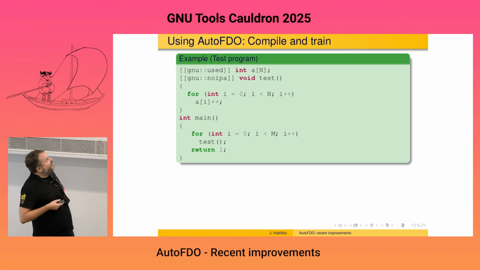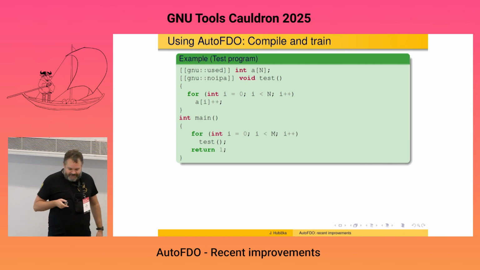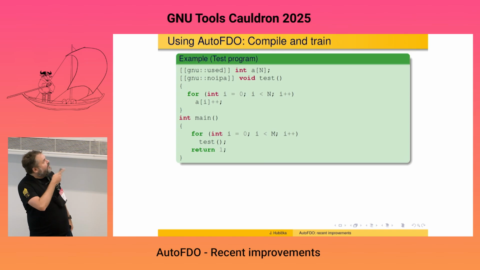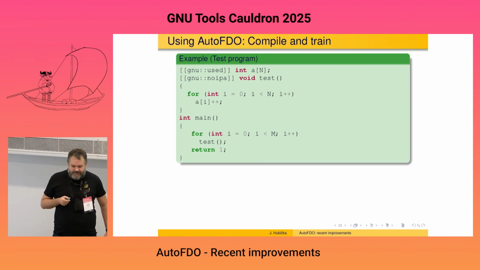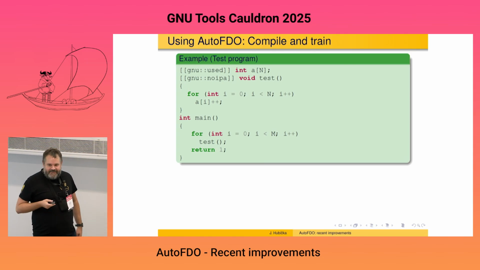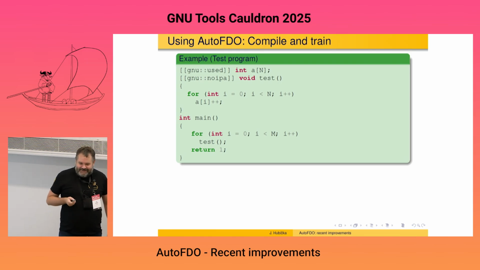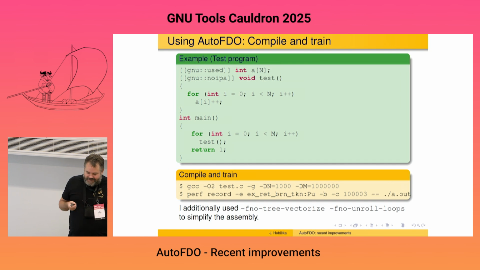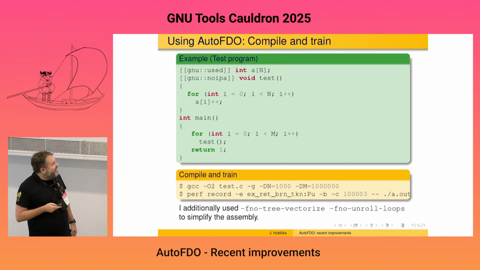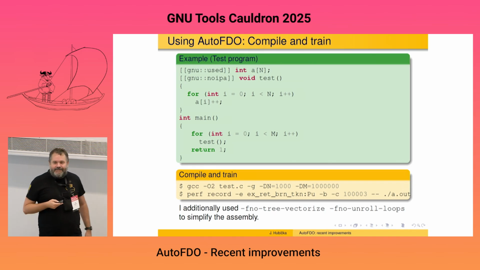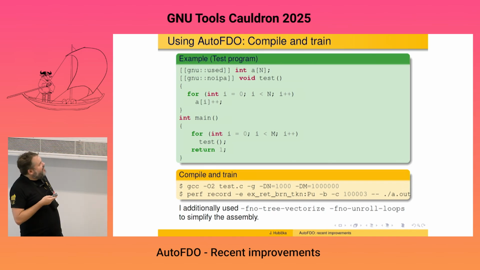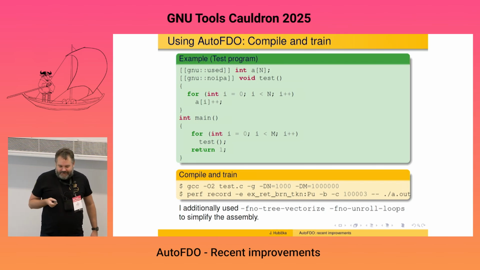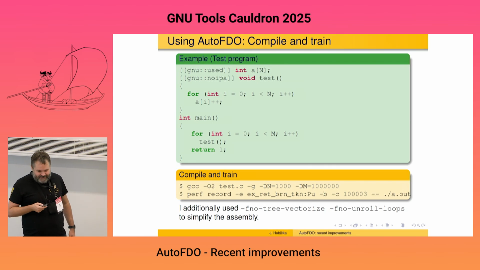I have developed this very sophisticated test case, which is very stupid. It has 2 loops. One loop is calling a function, and the other loop, inside of the function, is increasing a value in an array. So it's a very stupid test. And you can compile it with AutoFDO. You need to use -g because you need the debug info to read the profile back. And you need to have the test running for long enough time. This is actually not long enough to get good data.